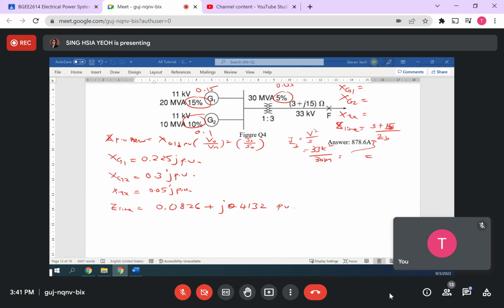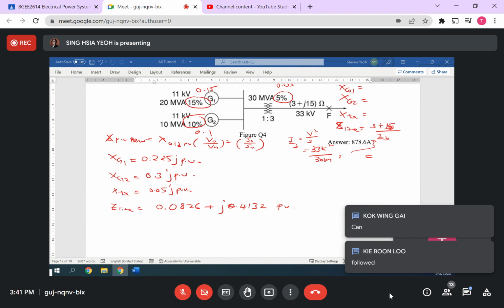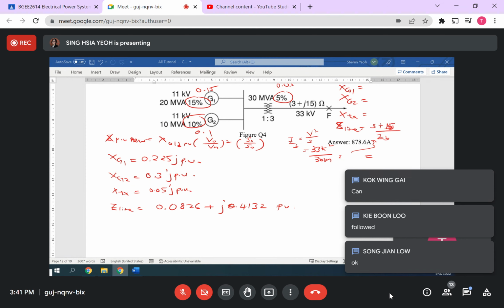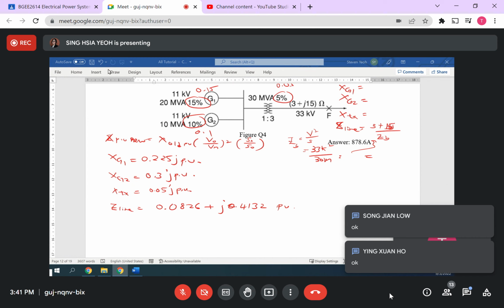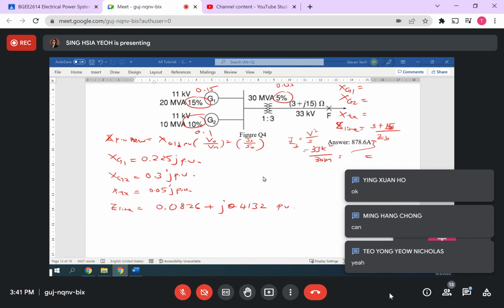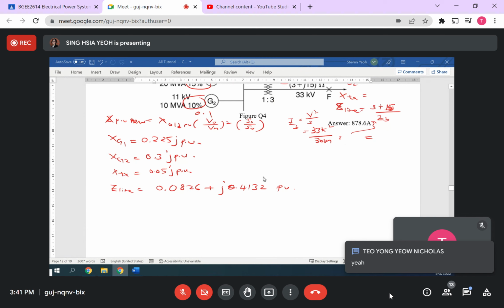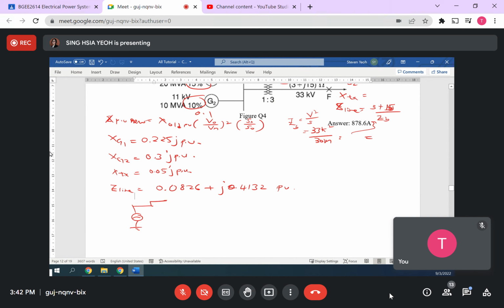Okay. Kim Woon, Minh Hằng, Song Chiến, Ying Xuan, Zuyun, Nicholas should be fine, right? Okay. If you can do this, then it's not a problem at all, right? Then basically you can redraw the circuit in diagram form, which is something like this.